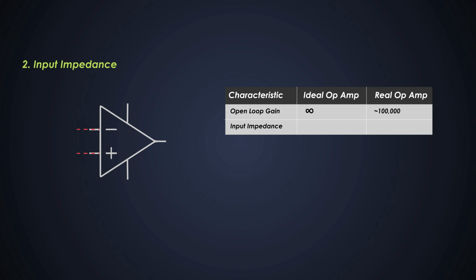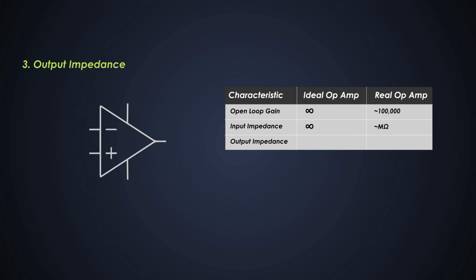From the rules which we saw, the current doesn't flow from the input pins, so we can say that the op-amp has an infinite resistance. But in real op-amps, some small amount of current flows to the input, so the op-amps have high input resistance, which is in the range of mega ohms.